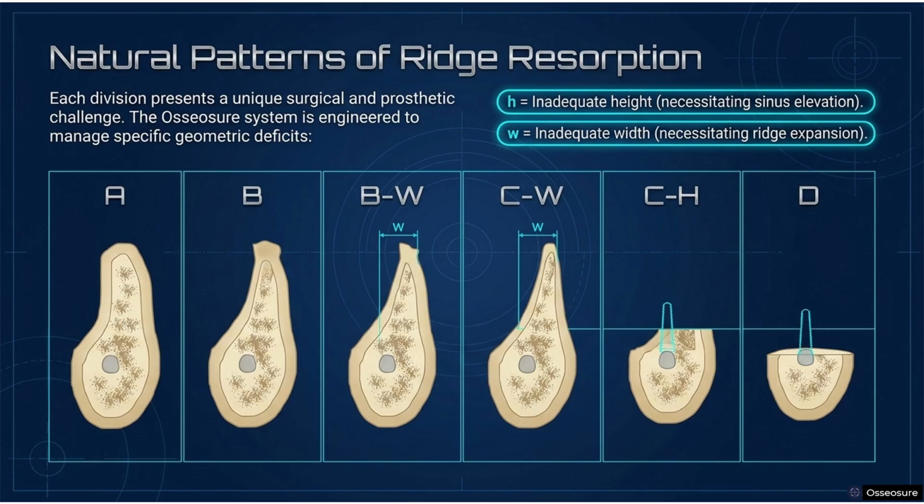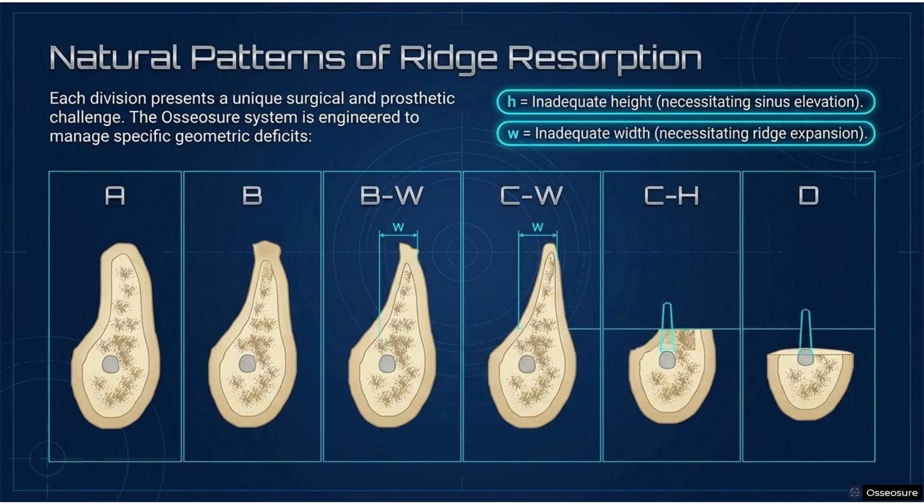For the quantity of bone, I use Kalmage classification, which gives us division A, B, B minus W, C minus W, C minus H, and D. Division B minus W, C minus W, and C minus H are very challenging. And this is where OsseoSure system will help you.